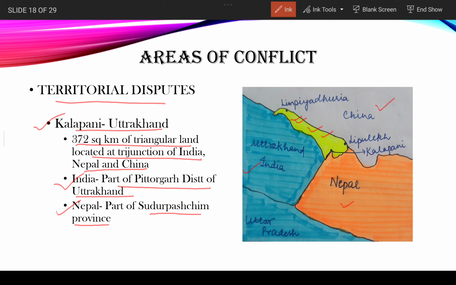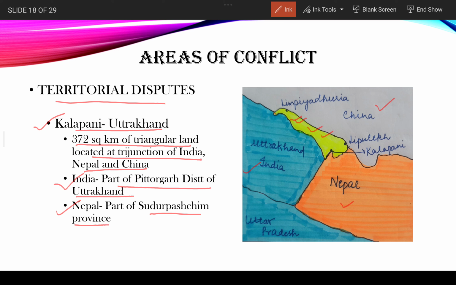So, the origin of the dispute was a treaty, the Treaty of Sugauli, which was signed after the Anglo-Nepalese War. According to this treaty, the river Kali is going to serve as a natural border between India and Nepal. But where the problem comes in is that the river is the natural border, yet the source of the river Kali has been a point of dispute. From where the river actually originates is a point of dispute between the two countries.